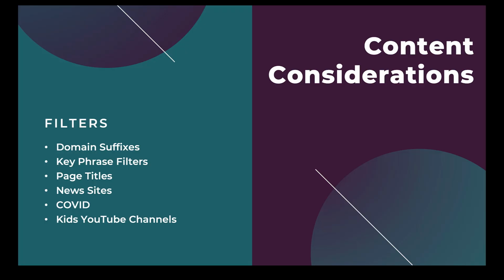So to wrap up, content considerations, we want to look at domain suffixes as well as key phrase filters to find sites that just don't make any sense, whether you're doing that through looking at the domain itself, or if you're using that handy little function from Aaron at Tenuity to find the page titles in that Google Doc, then you can start to exclude them that way.